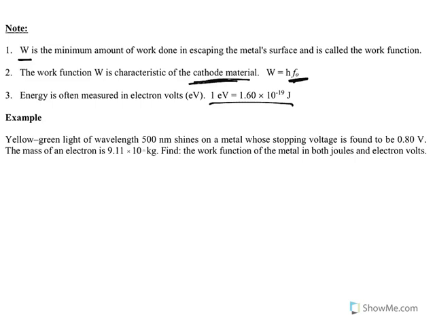Alright, so an example. Yellow-green light, the wavelength is an important bit, stopping voltage 0.8, and the mass of the electron, there it is, and that should be 10 to the minus 31. It didn't come out very well. Find the work function of the metal in both joules and electron volts.